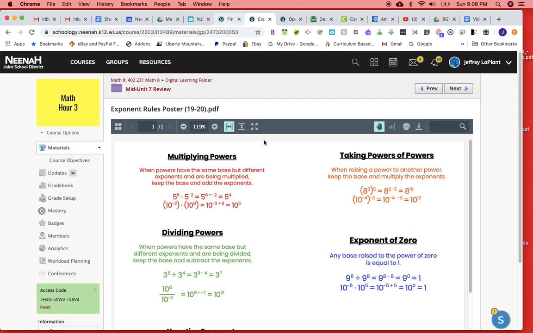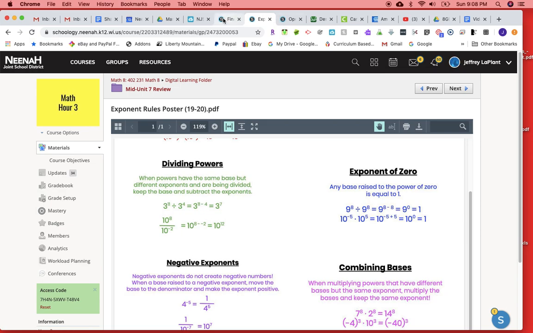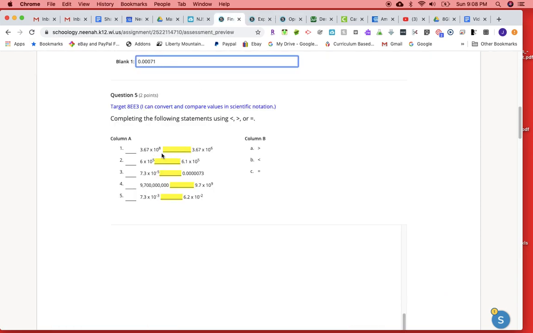So how we are going to get through this is we are going to look at our exponents first. We have the same exact coefficient, 3.67. But let's look at our exponent. Our exponent is going to tell us how many place values we need to move. We're moving 8 place values to the right. This one we're only moving 6 to the right. So they're saying 3.67 times 10 to the 8th is going to be greater than, so that's going to be A, 3.67 times 10 to the 6th.